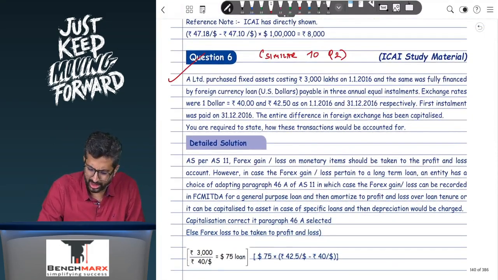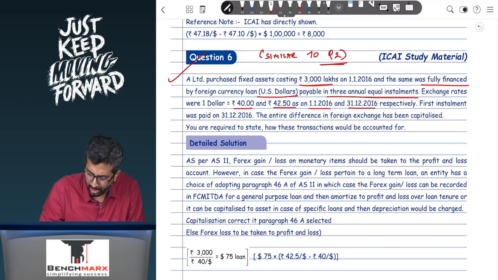Okay, next question 6, this is very similar to question 2. So we'll quickly review this. A purchased assets costing 3,000 lakhs and the same was fully financed by a loan of US dollars payable in 3 equal installments. Exchange rates were 40 and 42 on 1st January and 31st December. So that means your loan amount is 3,000 lakhs divided by 40 comes to around 75 lakhs. The first installment was paid on 31st December, that is by the end of the year. Entire difference has been capitalized. State how these transactions will be accounted for.